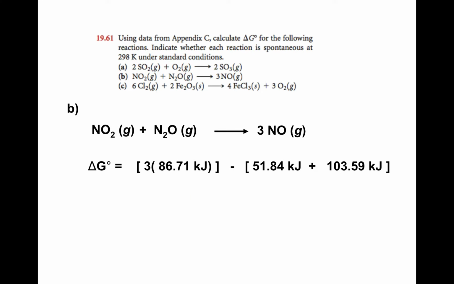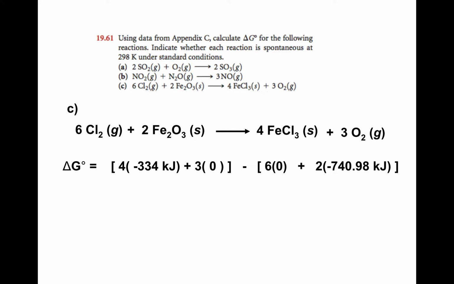Plug into products minus reactants. If I get a positive value, it's a non-spontaneous reaction. Plug into products minus reactants, just like with delta H, the delta G values at standard conditions are 0 for elements. If I get a positive value for delta G naught, I have a non-spontaneous reaction.